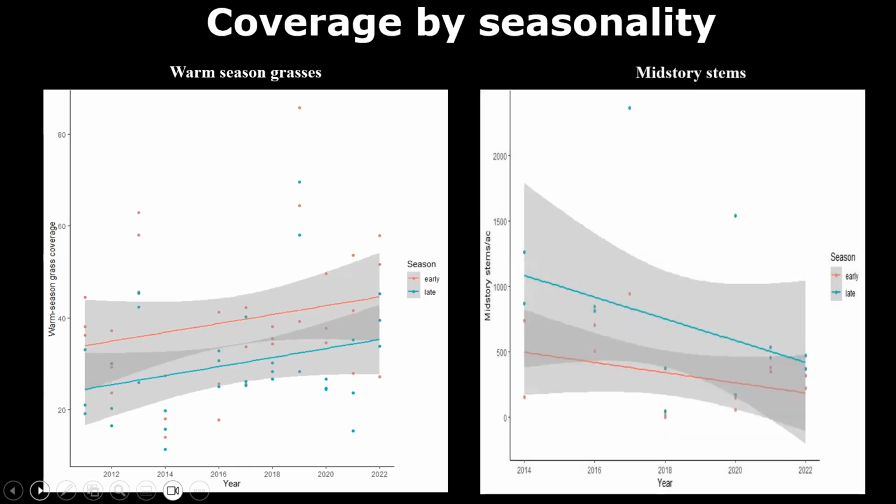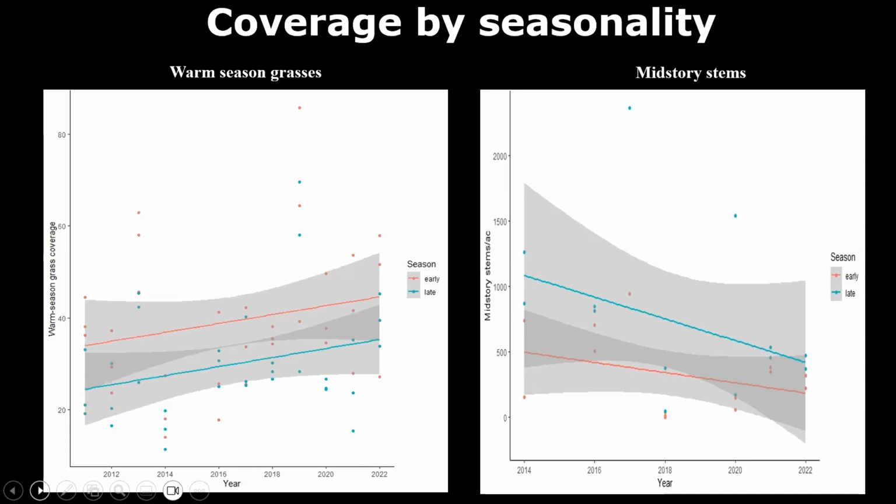The second point that I wanted to highlight was within these areas, we also do mid-story plots. And so we collect data on mid-story trees. And we've actually seen a fair amount of recruitment, even with a 1, 2, and 3 year fire return interval, out of the mid-story into the overstory. So that's part of the reason why you see a decline in both the early and the late growing season units in terms of mid-story trees. Some of those trees are being suppressed back into the understory. Some are actually being recruited into the overstory. But regardless of that, what we're seeing here is actually more trees in the mid-story in the late growing season units compared to the early growing season units.